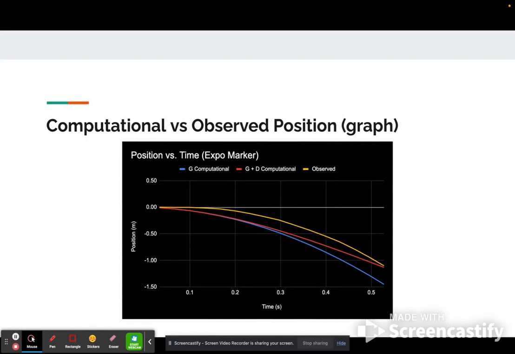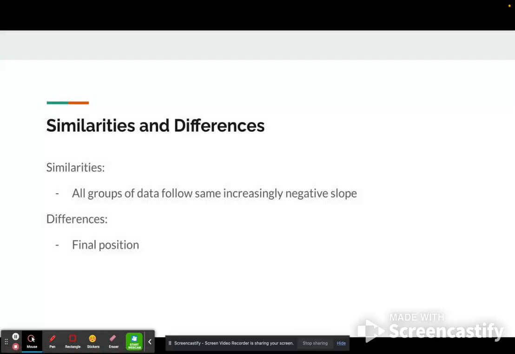Here's a graph of all of the data put against each other. We can see that the model with gravity and drag is closer to our observed position. The model with just gravity, computationally, ends a little bit lower and is a little bit off from the data. So gravity plus drag is a lot more accurate compared to our observed position. Some similarities are that all groups of data follow the same increasingly negative slope, the downward curve. The differences are in the final position of our data.